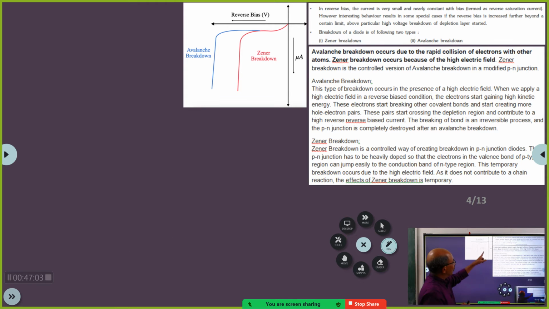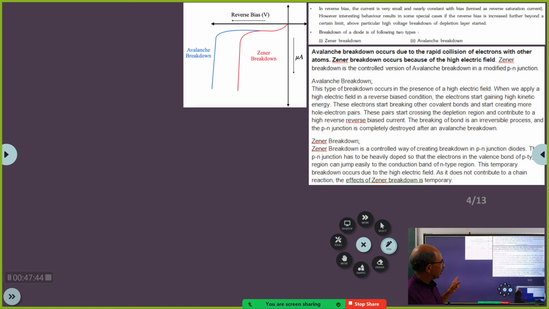Right. So I hope you can read that. In reverse bias, the current is very small and nearly constant, termed the reverse saturation current. However, interesting behavior results in some special cases, that is breakdown in a diode: Zener breakdown and avalanche breakdown. I made it very brief, it's a big theory, but anyway, in brief I'll explain. Avalanche breakdown occurs due to rapid collision of electrons with other atoms. Zener breakdown occurs due to high electric field. Zener breakdown is a controlled version of avalanche breakdown in a modified PN junction. This is the basic difference between the two.